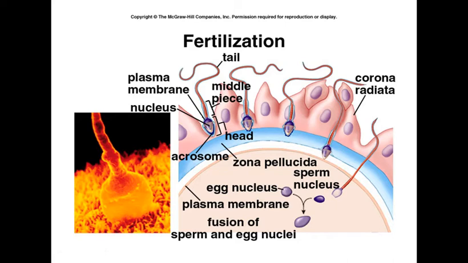Right, and this blue layer is showing zona pellucida and the outer cells are corona radiata, right.